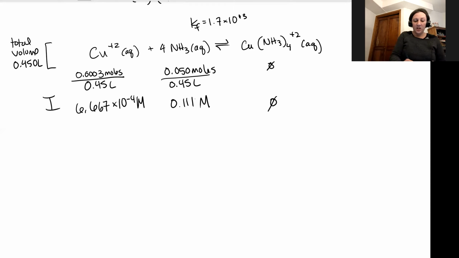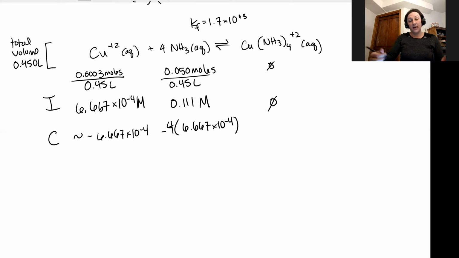So my change here is I am going to assume just about all that copper reacts. So I'm going to call it about minus 6.667 times 10 to the negative fourth. That means my ammonium is going to be minus 4 times that concentration of 6.667 times 10 to the negative fourth. And my copper complex ion with the ammonium is going to gain that.